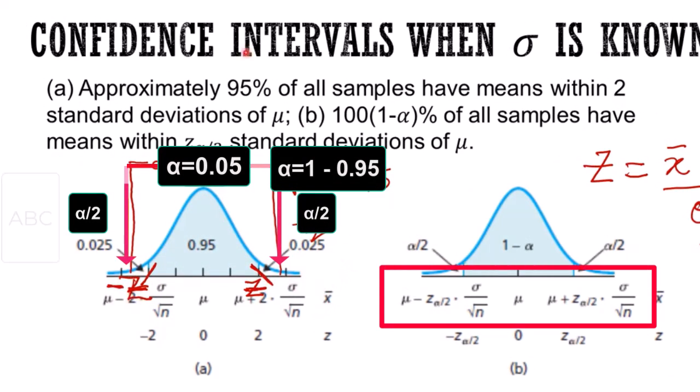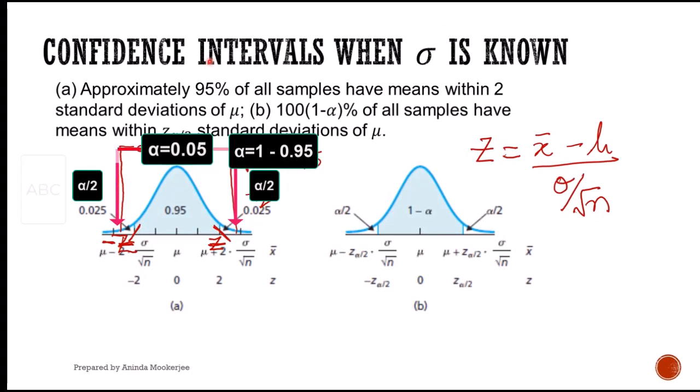So in the next slide, we are going to go through a well laid out process of finding confidence intervals when the population standard deviation is known. And then we are going to go through some examples of finding confidence intervals. And also we have to cover a few more concepts about confidence intervals.